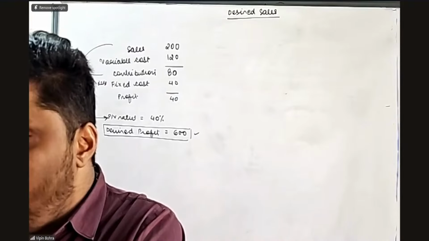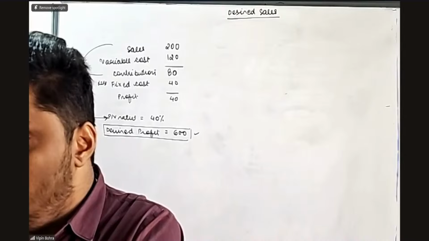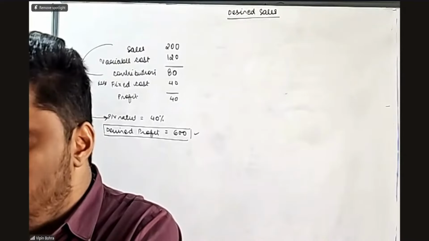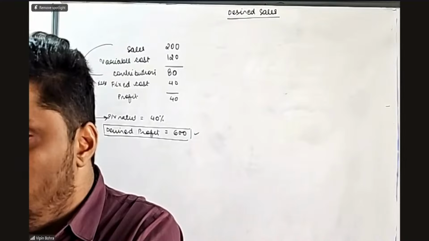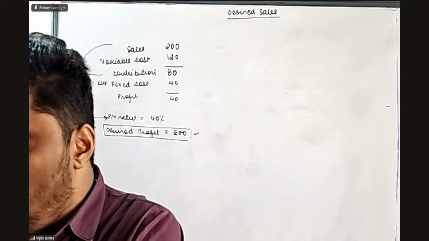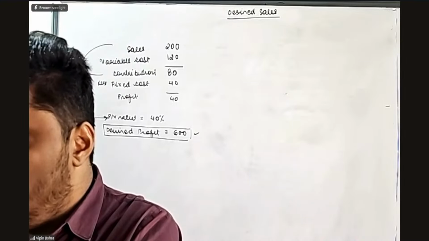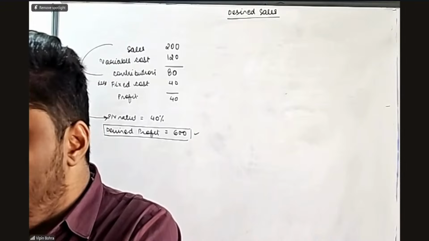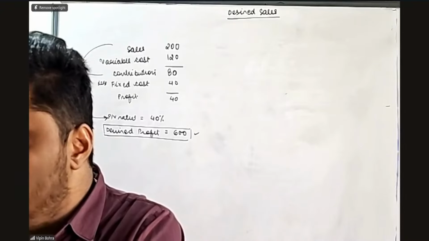Admin sir, the visibility is okay. Manish sir, the visibility is all okay. Okay. Yeah. How much sales is required to earn a profit of 600? Waiting for your answers. I want answers from everyone now.